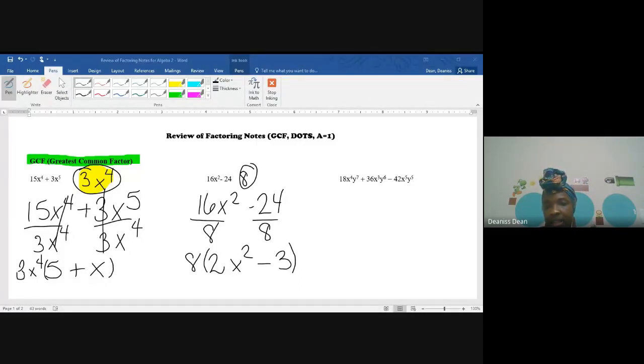Okay, so 8 is the GCF, all right? Any questions on any part of that problem? And if you don't want to talk, you can just put it in the chat. If you have a question, I'm sorry. Any questions on that one?